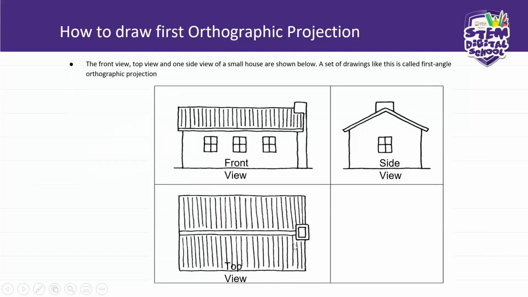So generally, this is how we draw first angle orthographic drawing. This part will be your top view, this part will be your front view, and this will be your side view. Now, if you look at the size, this has the credibility of being the side view. This does look like the front, and this does look like the top, okay? Now, a set of drawings like this is called first angle orthographic projection. This one is done freehand.